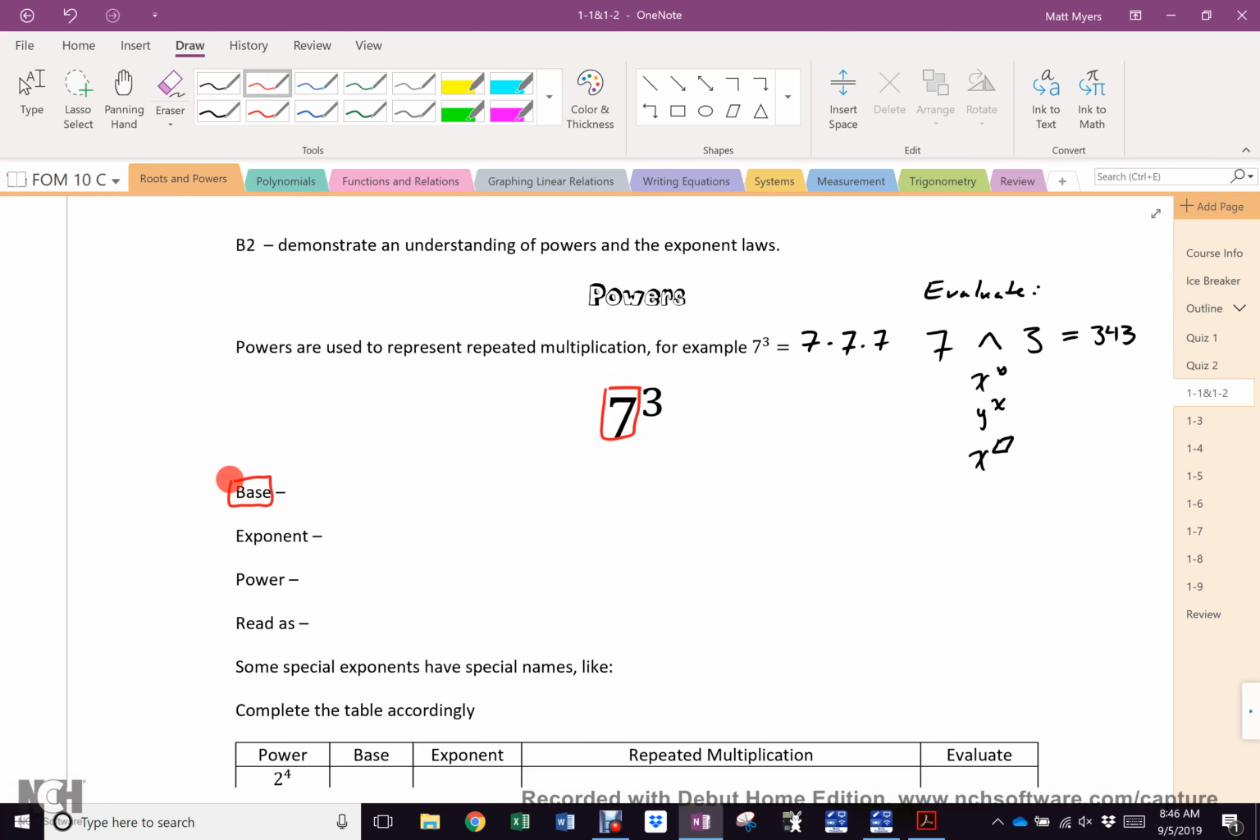Now, in grade 9, base was easy because your teacher said it was the big number, I bet. So wonderful, the base is the big number. But unfortunately, in grade 10 and onwards, most often there will not be a number there. So a base is the expression which is repeatedly multiplied.